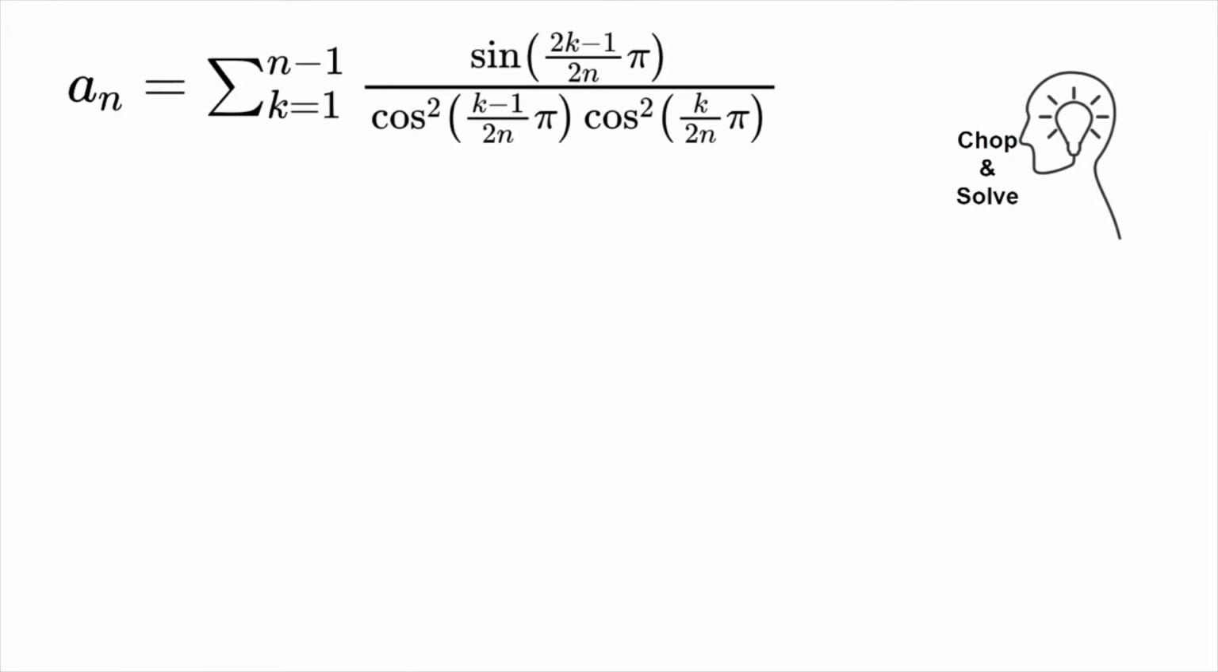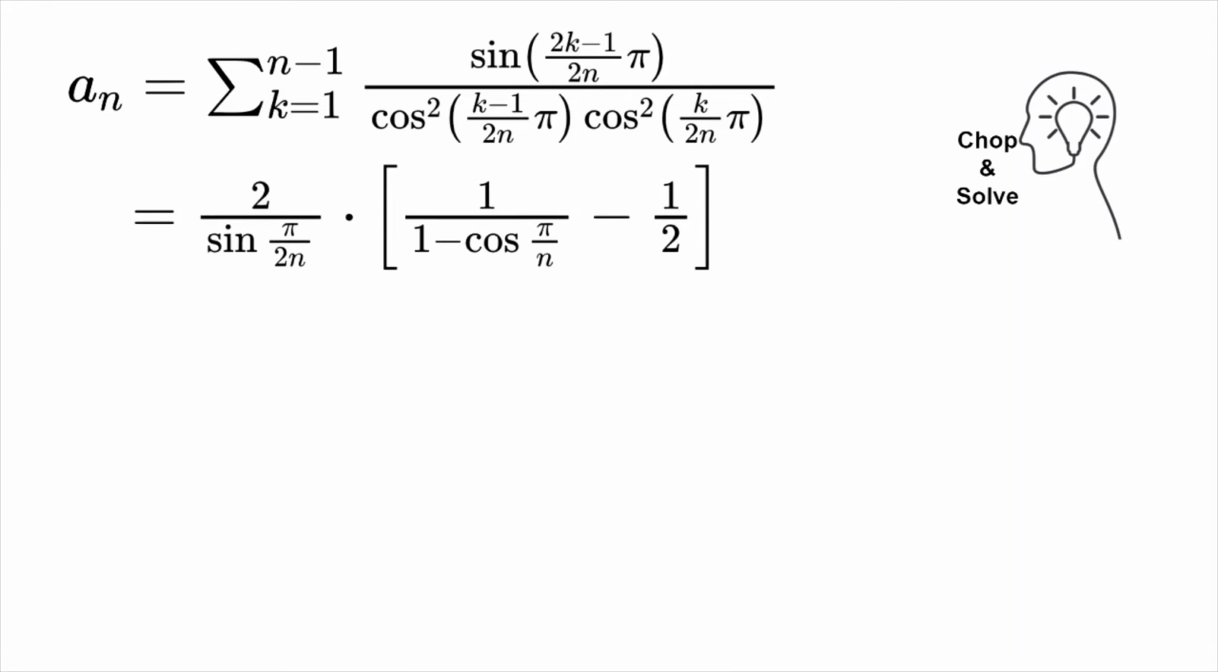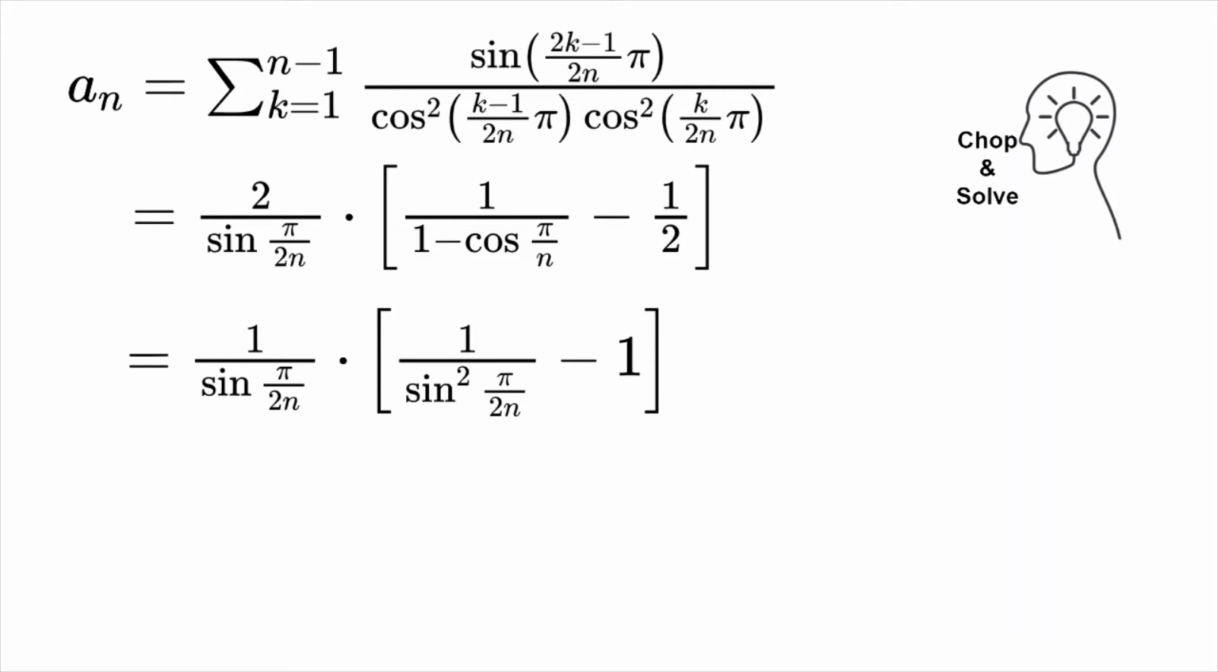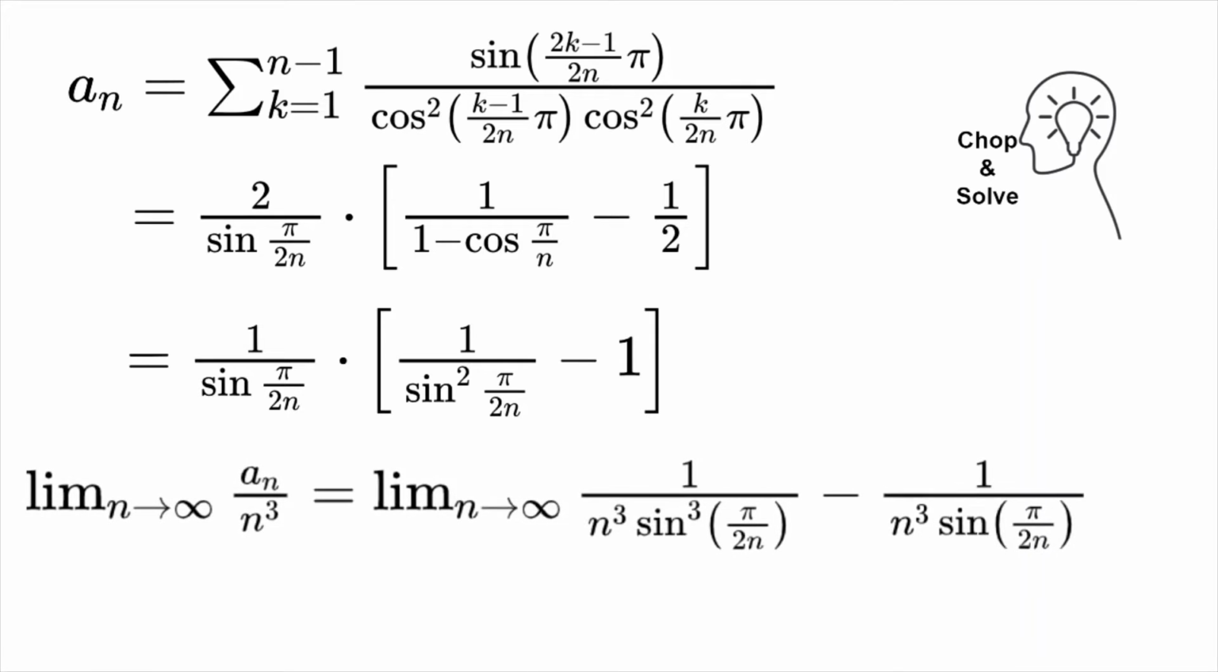Now a_n becomes, using the first hint, 2 divided by sin(π by 2n) into 1 divided by (1 minus cos(π by n)) minus half, and we have to use 1 minus cos(π by n) equals 2 sin²(π by 2n). We can write that as 1 divided by sin(π by 2n) into 1 divided by sin²(π by 2n) minus 1. And if you write the limit as n tends to infinity of a_n by n cubed, then it becomes the limit as n tends to infinity of 1 divided by n cubed sin³(π by 2n) minus n cubed sin(π by 2n).